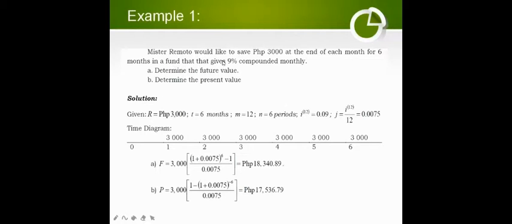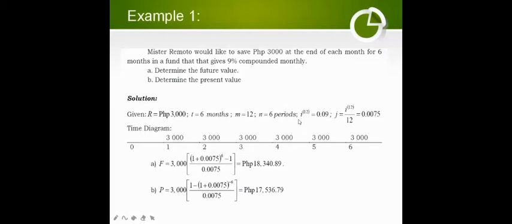isusulat muna natin kung ano yung given sa situation natin dito. So, the given is R, which is 3,000 pesos. And the t or the time is 6 months. Ito yung term niya for 6 months. And how many months? m is 12, kasi monthly siya, no? Pag monthly, that is 12 months in a year. Okay, and the n is 6 periods. Number of periods kasi monthly for 6 months.